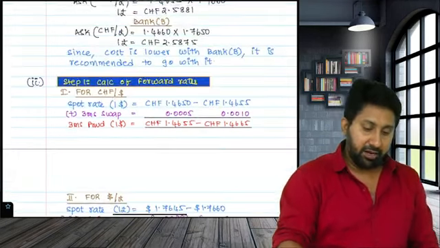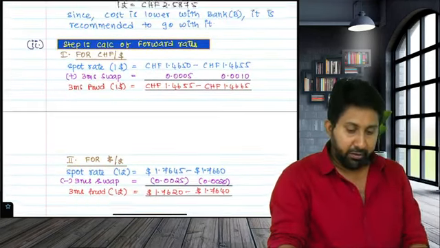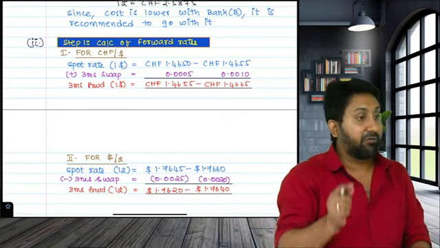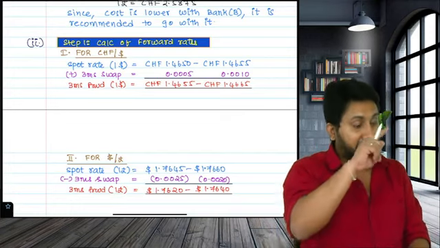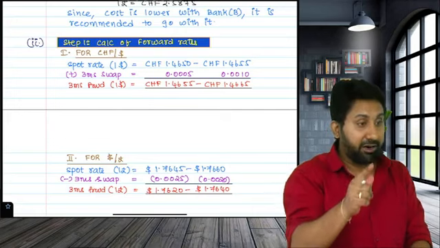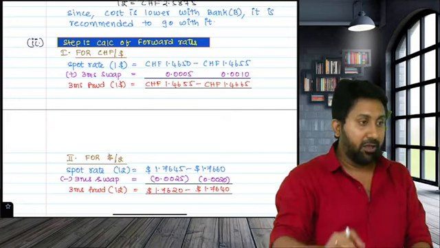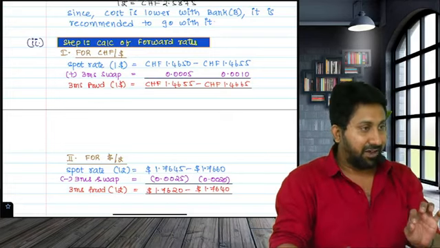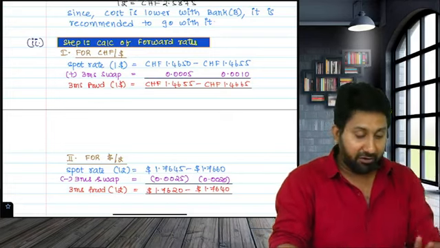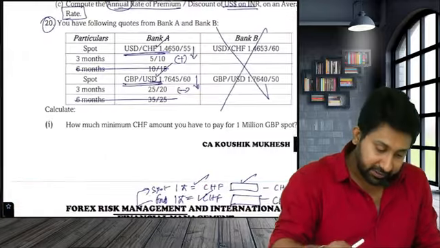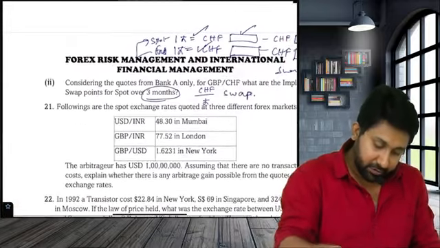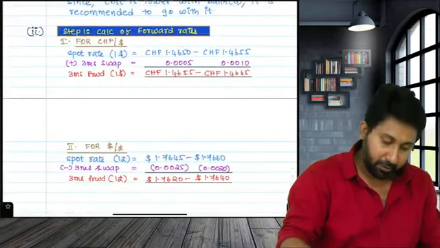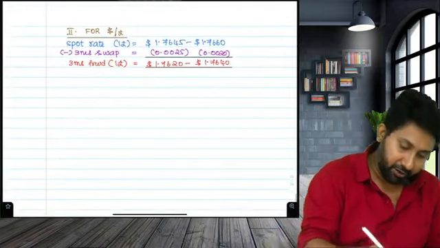So first we calculated what rate? Forward rate. We calculated forward rate for CHF dollar, and for dollar and pound. We don't require CHF dollar pound. We require forward rate for pound and CHF. Right now, number 3.